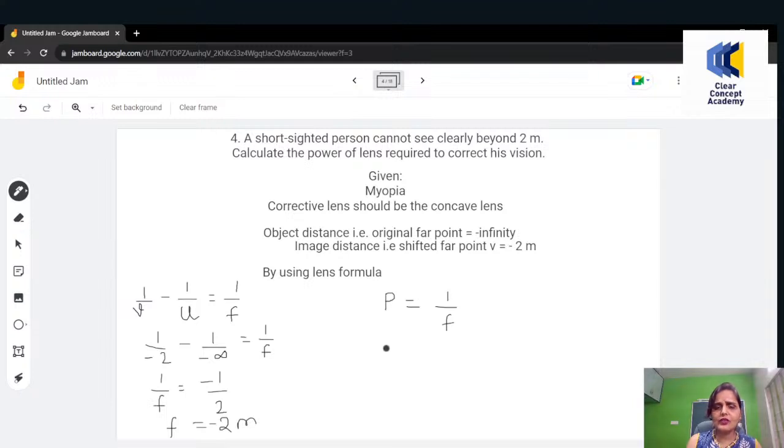So we have P is equal to 1 upon minus 2. So 1 upon 2 is how much? 0.5. So the power of the lens is minus 0.5 diopter. So here the power of the lens to correct the vision is minus 0.5 diopter. Okay, now let's move on to the next question.